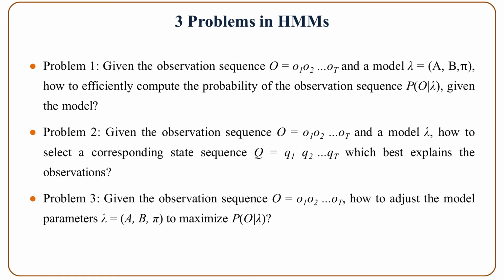There are three problems in hidden Markov models. With problem 1, given the observation sequence O, with time 1 we have O1, with time 2 we have O2, and up to OT, and a model, and we know the parameters A, B, and π, how to efficiently compute the probability of the observation sequence P of O given lambda, and lambda is the model.